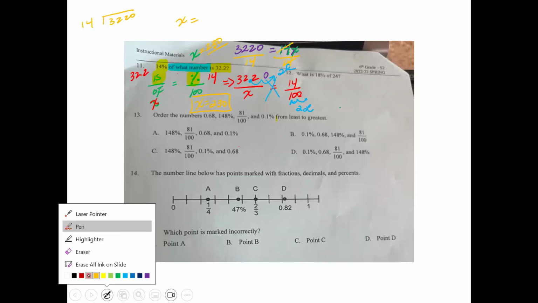So the question that says 14% of what number is 32.2? What number is it? So 14% of 230 is 32.2. Yes? Okay. So we have to make sense of it. What that means is 32.2 represents 14% of 230. Does that make sense? So if you were to actually check for this, you will just take 230 times 0.14. What does that equal? Do that in your calculator, please.